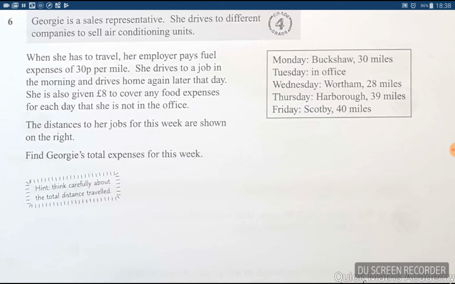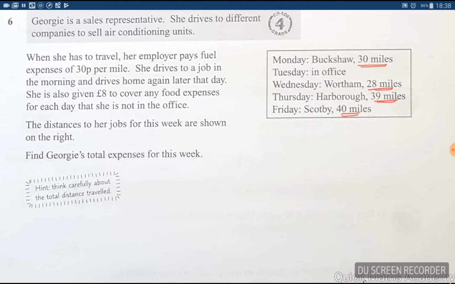We can see that she drives 30 miles on Monday. No, she doesn't drive 30 miles. 30 miles is the distance to Buckshaw, okay? That means she has to go and she has to come back. The same applies on Wednesday, Thursday, and Friday. You always have to come back when you do some kind of delivery, right? So all those distances must be multiplied by 2.